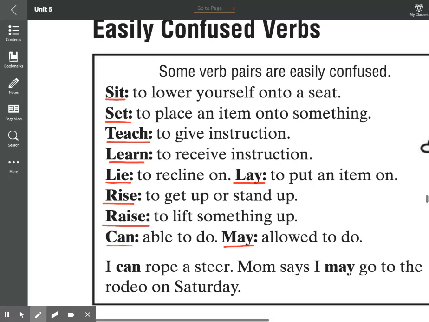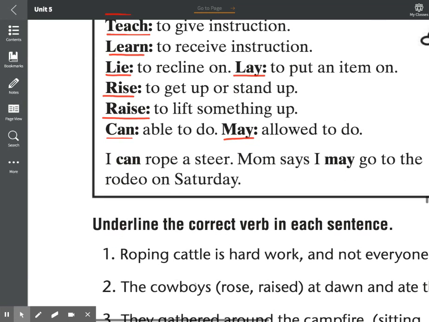Everyone can go to the restroom. But to ask permission to go to the restroom, you need to use the verb may. May I go to the restroom? That is asking permission to go, because we already know that everyone can go to the bathroom. But if you need to ask permission to go to the bathroom, you need to use the verb may. Example: I can rope a steer. Mom says I may go to the rodeo on Saturday.